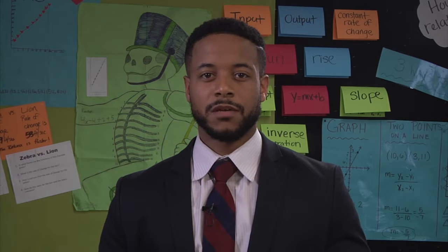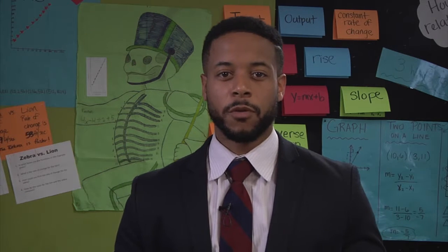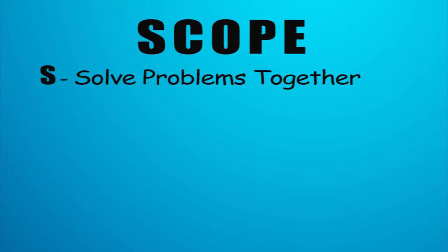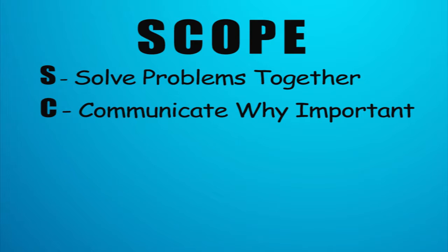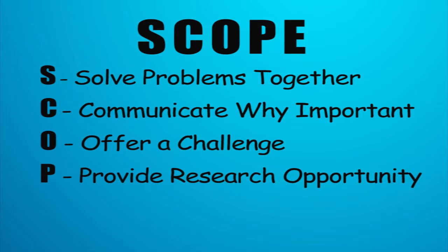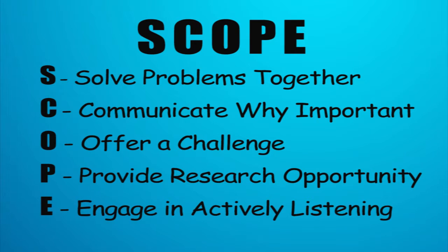Hopefully this video will give you some idea of how your student is learning to be a more powerful mathematician. So, today's scope for solving multi-step equations are: first, solve problems together. Explain and demonstrate how to solve a multi-step equation with your child. Communicate by asking your student why they believe this skill is important. Offer a challenge. Invite your student to create their own multi-step equation for you as their parent or guardian to solve with their assistance. Provide an opportunity for your student to research more about what a career as an accountant would be like. Engage in actively listening to your young scholar more than talking during your conversation.